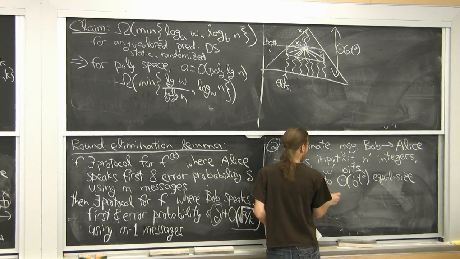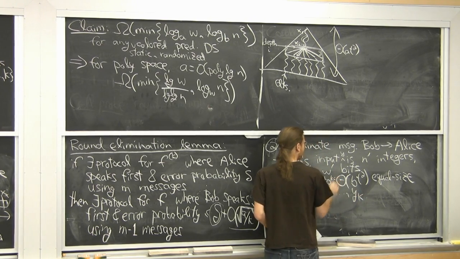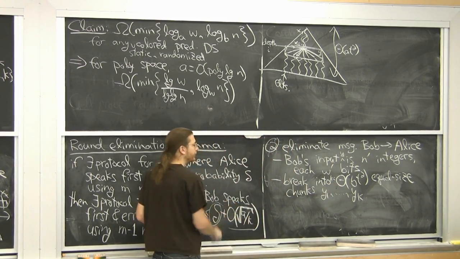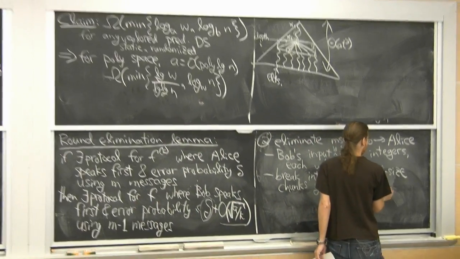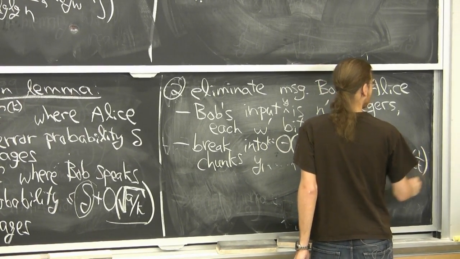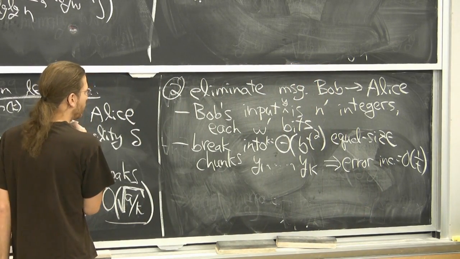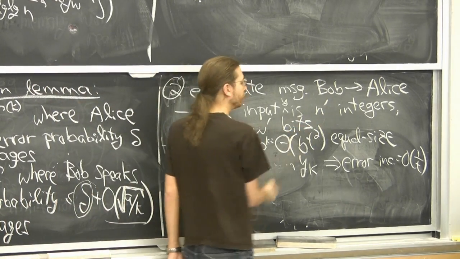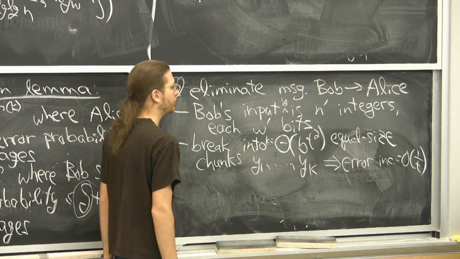So it's going to be y1 up to yk. k is theta of b t squared. Again, we want b t squared because then you plug it into this root b over k formula, and you get that the error increase is order 1 over t, which is what we need to do t round eliminations. So now, before our input was a single word, now our input is a whole bunch of integers. So it's natural to split it up into different integers.